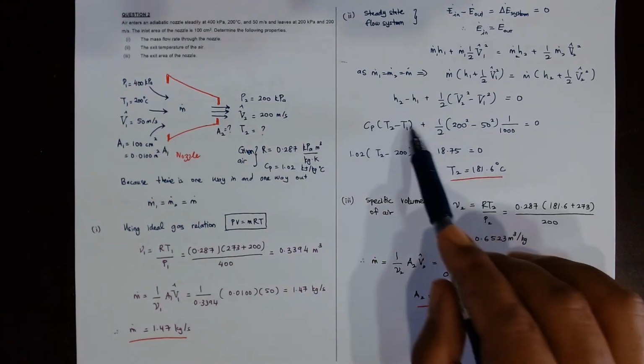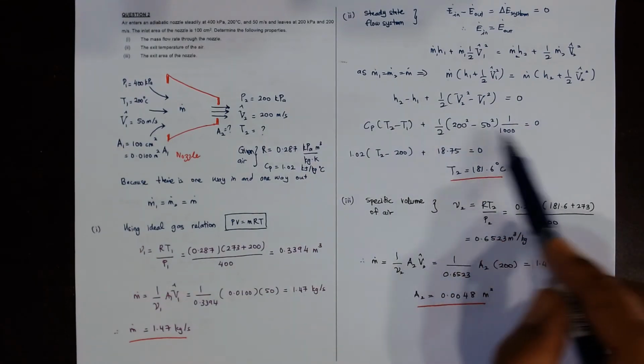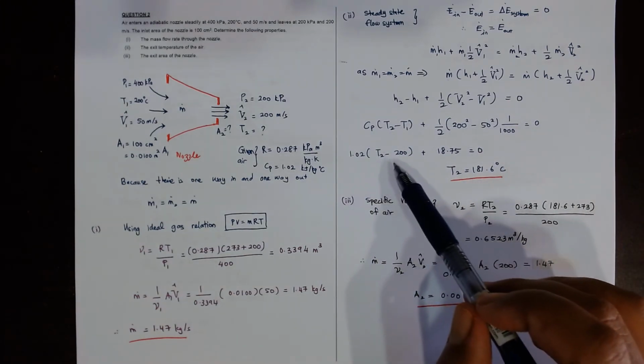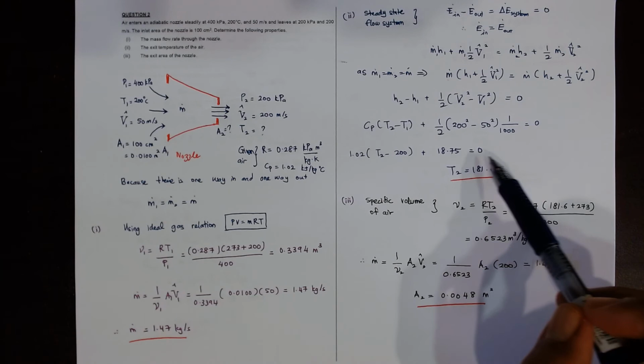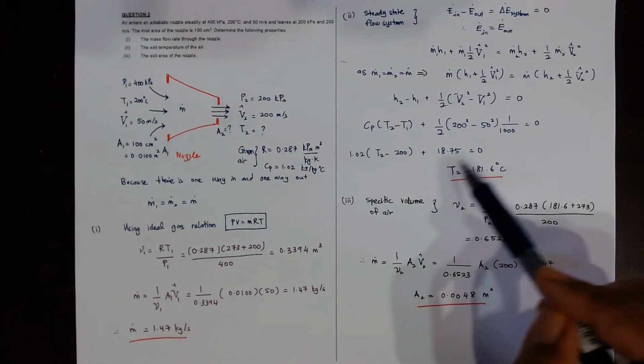So that this one is in kilo, and this one is also in kilo, and then we can balance the equation. So 1.02 (T2 minus 200) plus 18.75. So T2 equals 101.6 degrees Celsius.